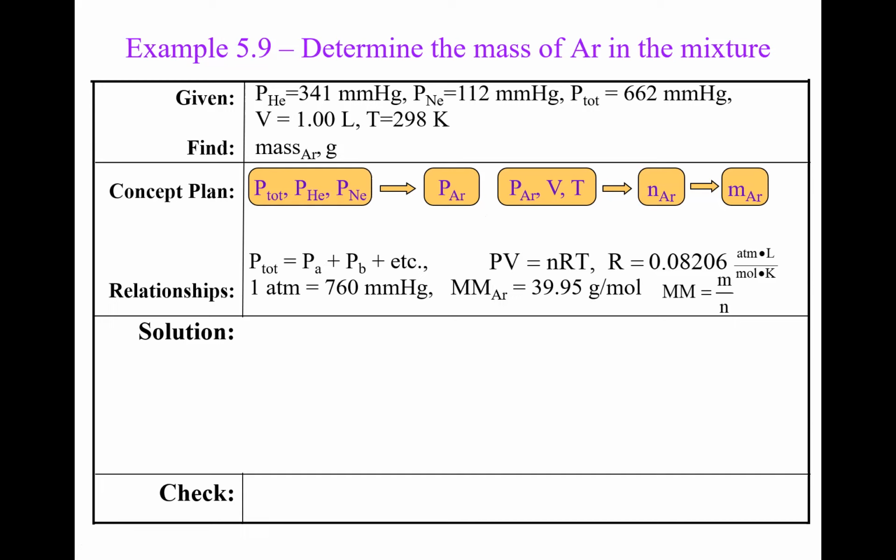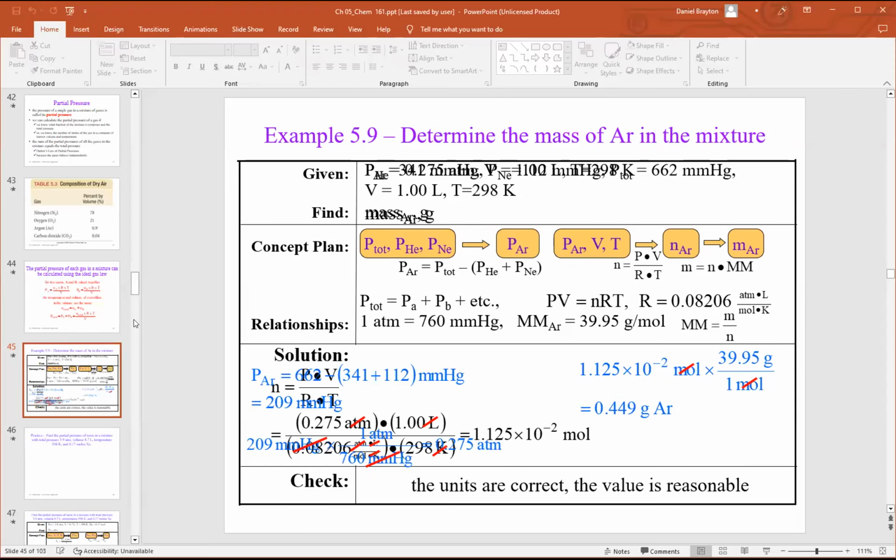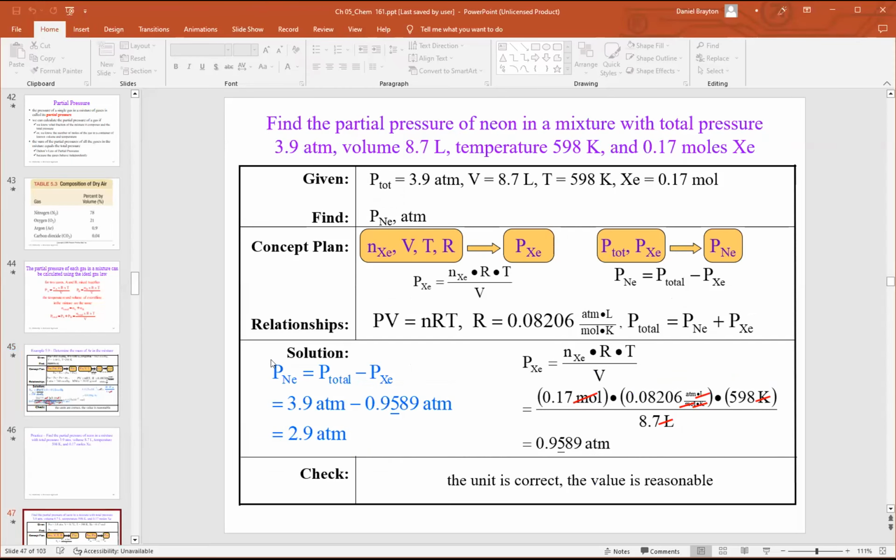How about the one where you had to start with the ideal gas law, and then do Dalton's law afterwards? Yeah, that's the next one. Oh, I thought there was one where it was flipped. Yes, it is. This one is ideal gas law first and then Dalton's second. It just depends on what information they gave you, like where you can start from.